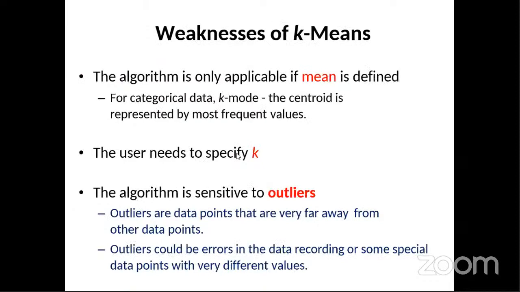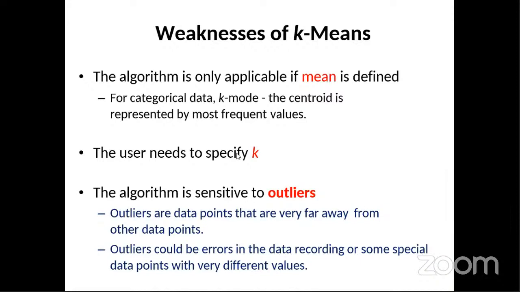There are certain weaknesses of K-means as well. It is only applicable if the mean is defined, which is a problem for categorical data. Sometimes we have data in the form of names. For example, if you are working on some data set where you have the name of the city associated with a particular node, it could be Chandigarh, Mysore, Delhi. So we have to have some different method where K-mode can be used, which is represented by the most frequent values. In case we are not using the mean, we can use the mode, and the user again has to specify this K.